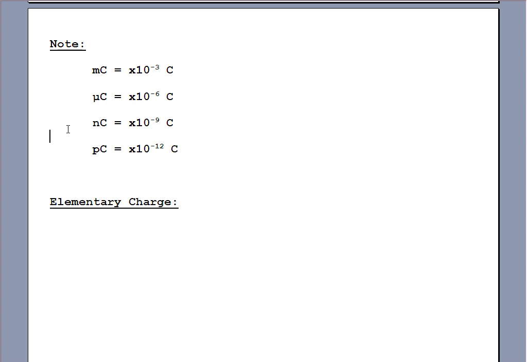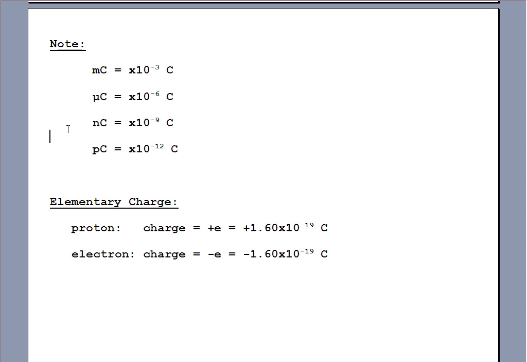Now you can get smaller charges, but at some point there is a limit on how small they can be. The smallest possible charges that you will ever measure in nature are what we call the elementary charge. And there's a positive elementary charge and a negative elementary charge. And those are the charges on a proton and an electron. So a proton has a charge of 1 positive elementary charge, and its value is incredibly tiny. It's smaller than a picocoulomb. It's 1.6 times 10 to the negative 19 coulombs.